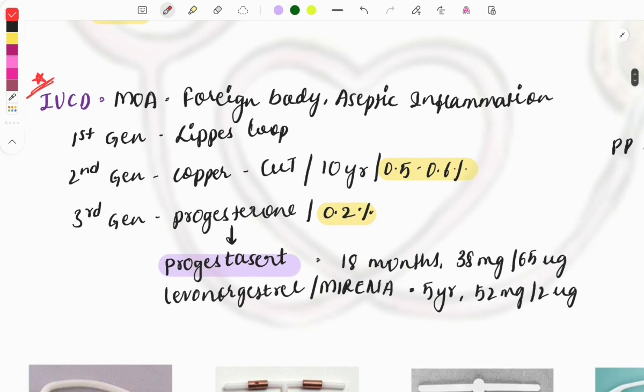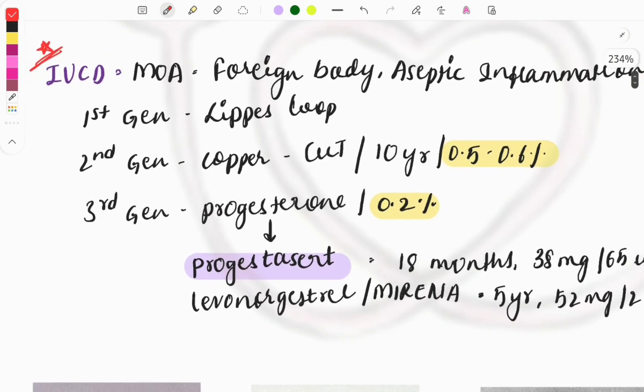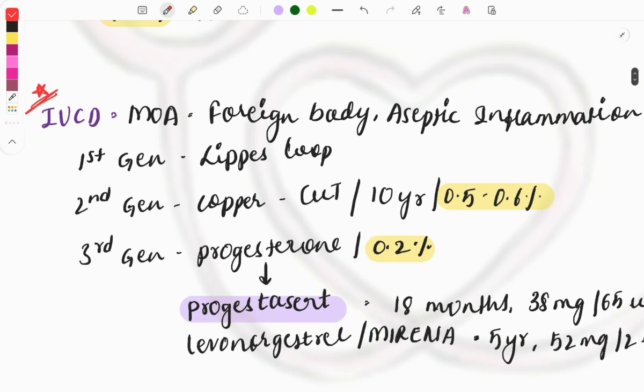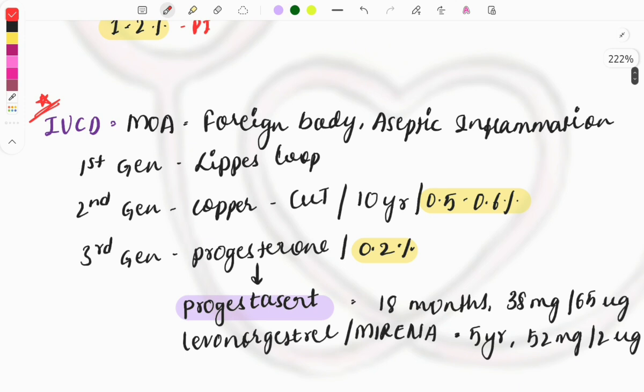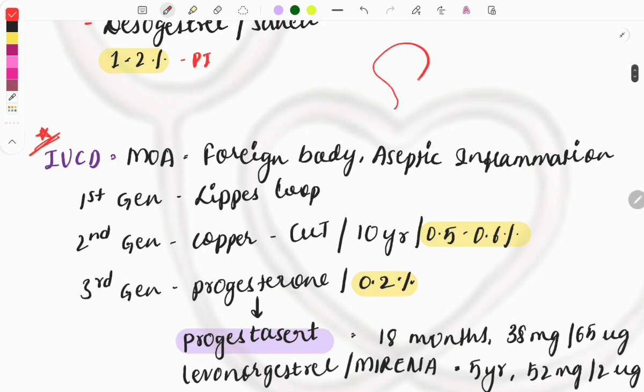So the mechanism of action is it gives a foreign body like effect, and a septic inflammation will be caused. Like, see, if this is the uterus and the copper T is here, so the uterus will think that some foreign body is implanted, and it will try to act like a foreign body, and it will squeeze the uterus, continuous contraction will be happening, by which the implantation of the embryo will not be occurring.